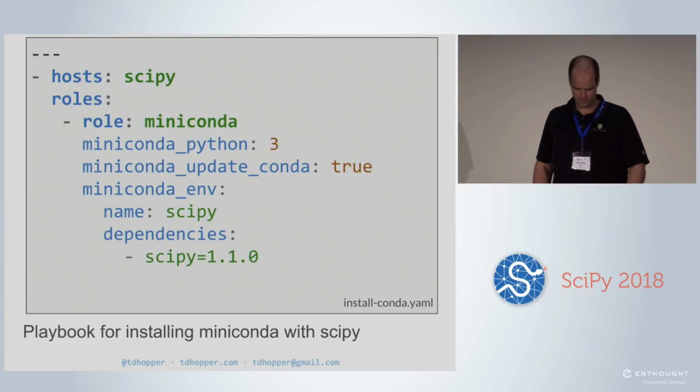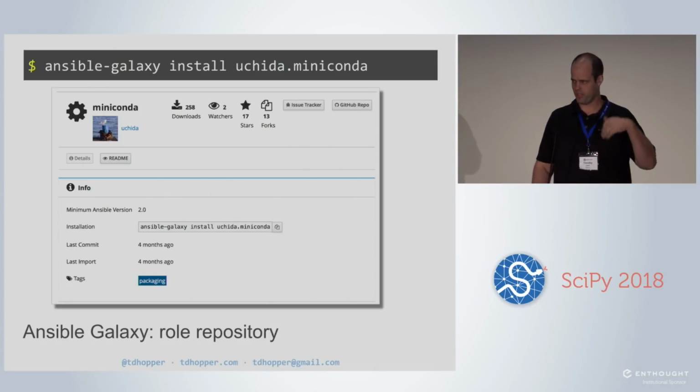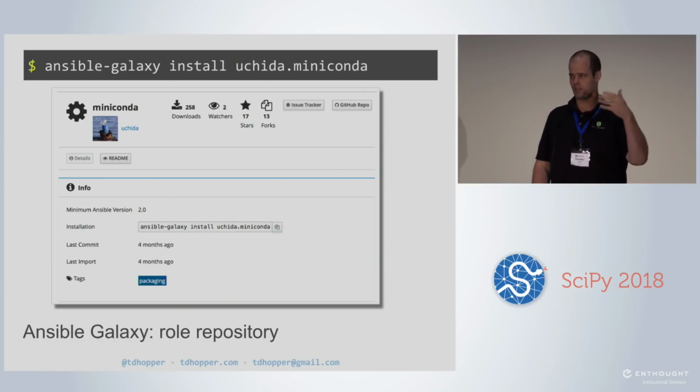So I'm telling the role to install miniconda with Python 3 by default, update conda when you install it, which is like conda update conda, and then create a conda environment called SciPy and install SciPy 1.1.0 on there. So I could then execute that in the same way that we had been executing playbooks before, ansible-playbook, and then whatever that file was called.